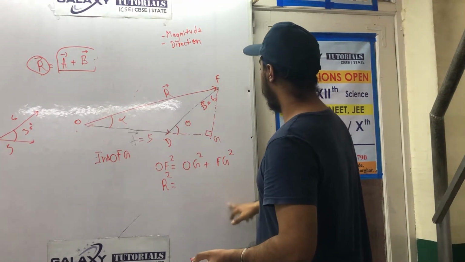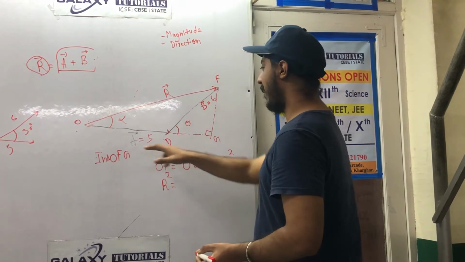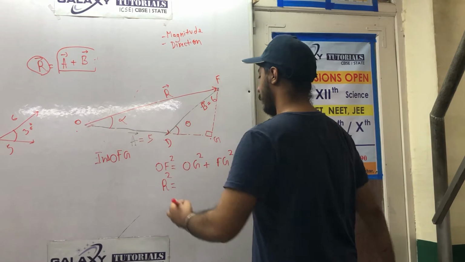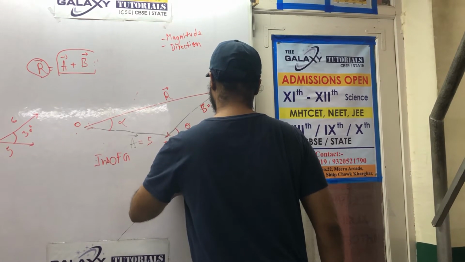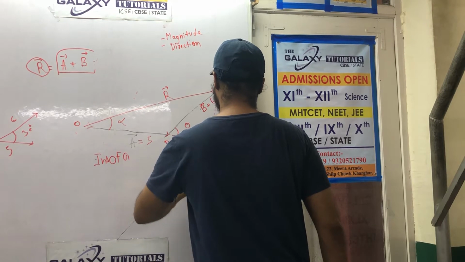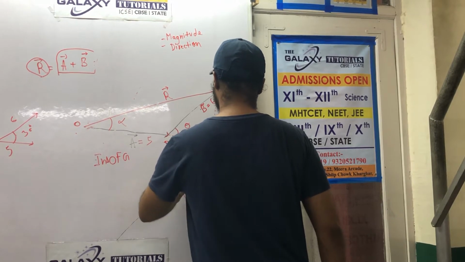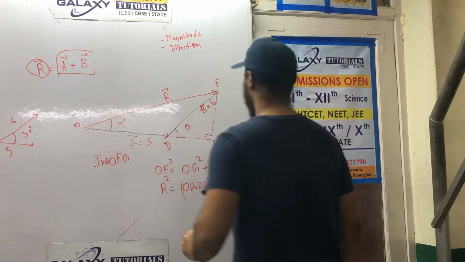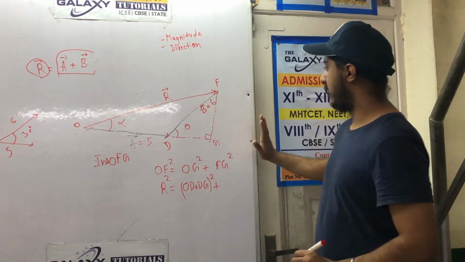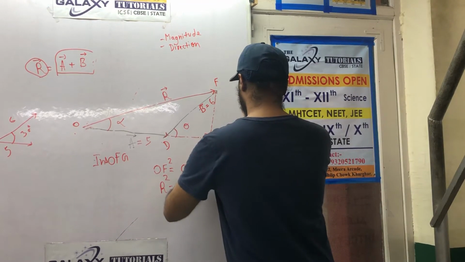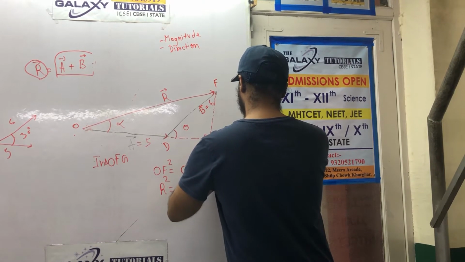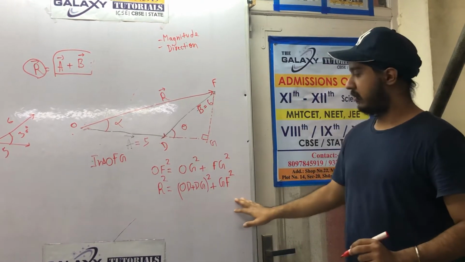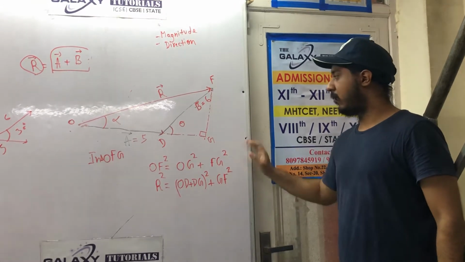Okay, what is OG? OG you can write as OD plus DG, whole square, and plus GF square. Okay, simple till now. Now we will go forward.